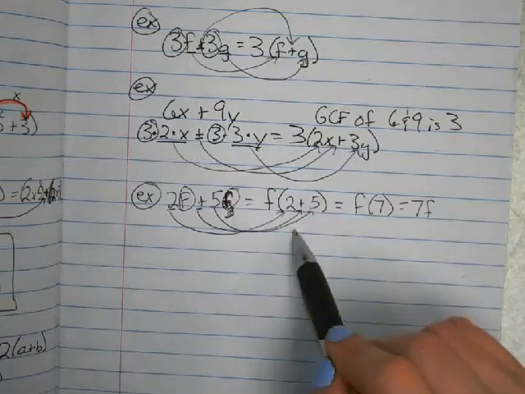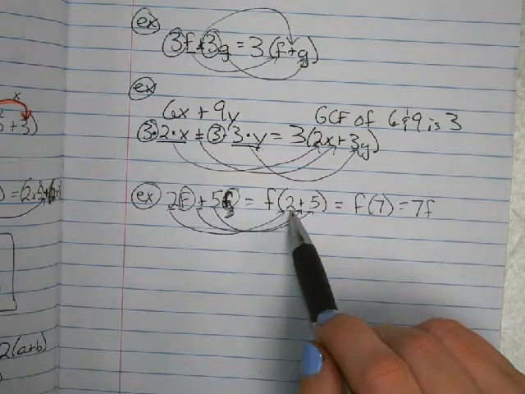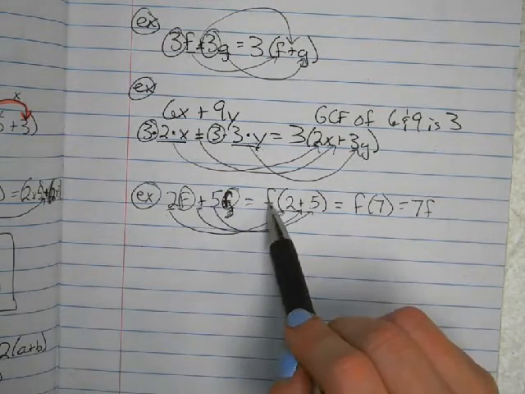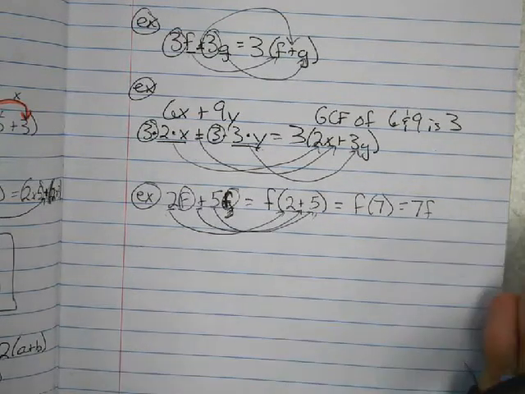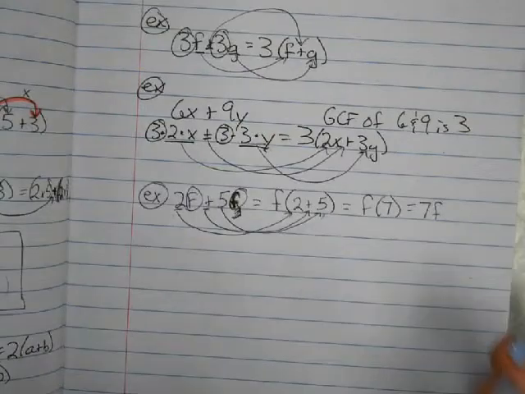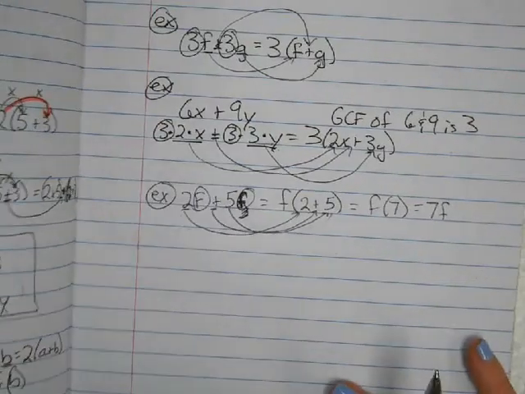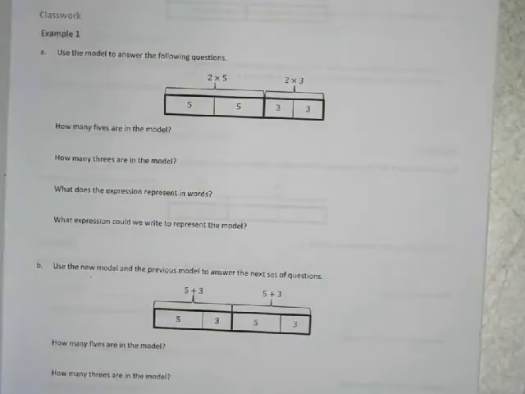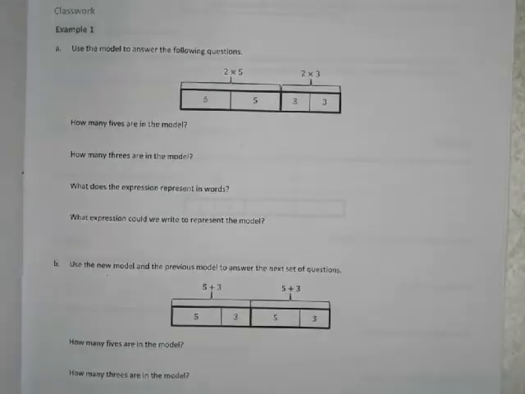But right here is the distributive property, because I'd take f times 2, so right here, f times 5, which is right here. So the distributive property, that's what we'll be using this entire lesson. Right now, I'd like you to go ahead and open your book and turn to lesson 11, and it will look like this. And we're just going to talk through these models again.